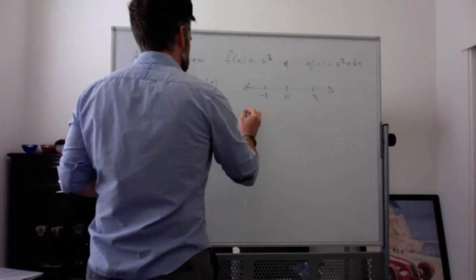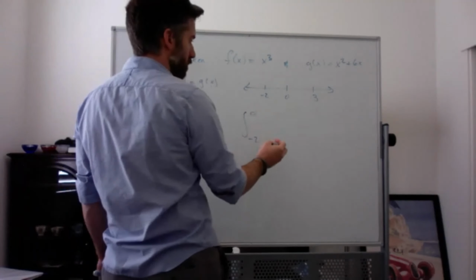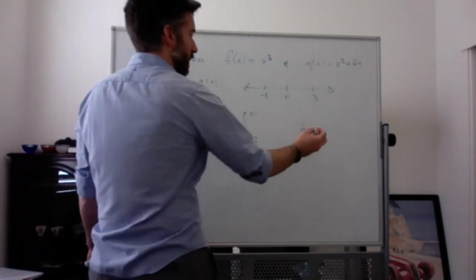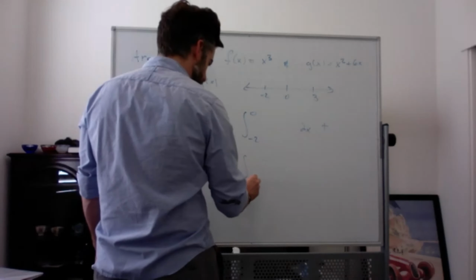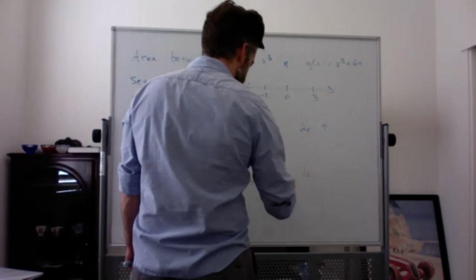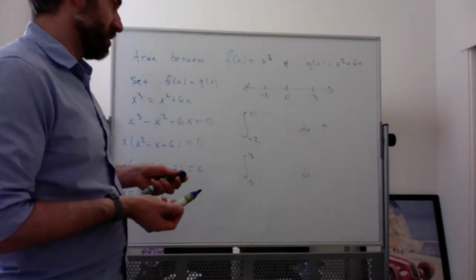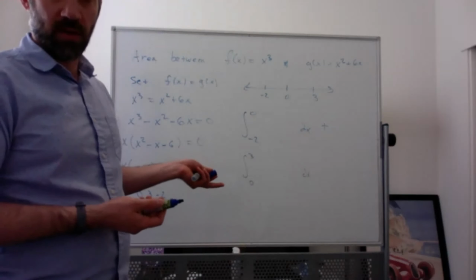We have to do the integral from negative 2 to 0 of the top minus the bottom. And then we have to do the integral from 0 to 3 of the top minus the bottom. And the thing is, a lot of the time with these kinds of questions, the top and the bottom function change when you go from one interval to the other.